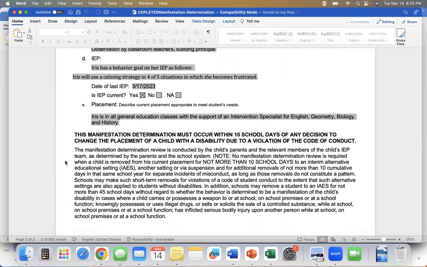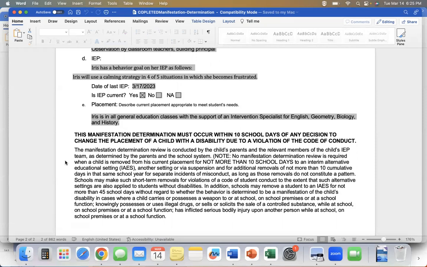So if there is any change of placement within 10 days, so again, an out-of-school suspension is considered change of placement. So we cannot have an interim alternative educational setting, i.e. out-of-school suspension, in-school detention, any of those things that would take her out of that inclusive environment with support for those types of things without going through this process.